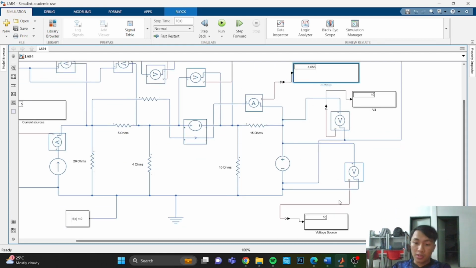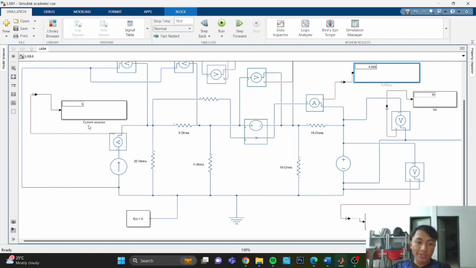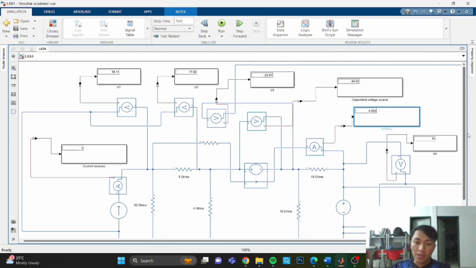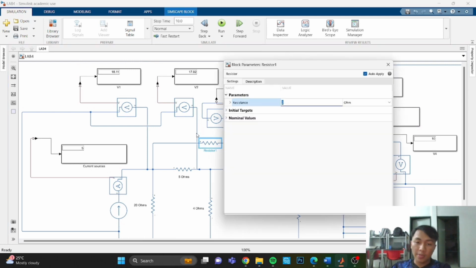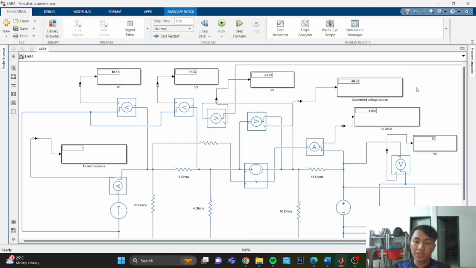So the voltage source is 4. The voltage source is 10. Then the current source is 5. For the value of resistance, we put 2, the same as the lab 3 question and lab 2 question.